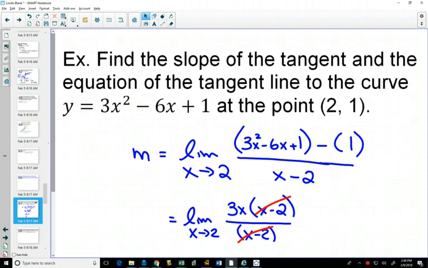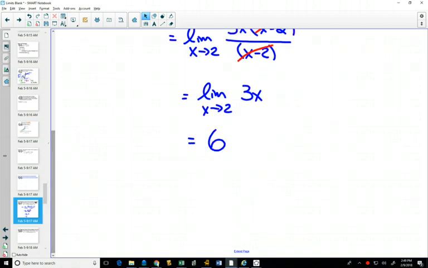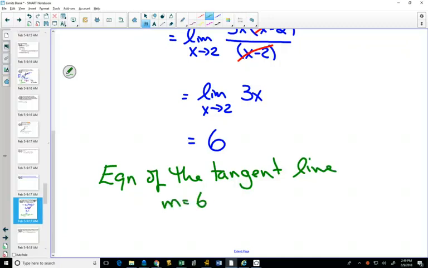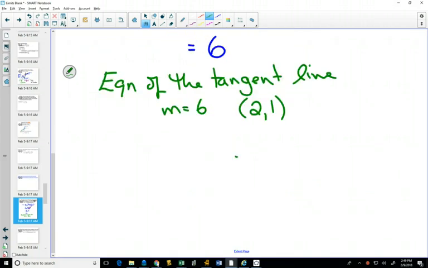So if I want to find the equation of the tangent line, I already know that the slope of my tangent line is 6. Do I know a point on my line? Yes, it went through the point (2, 1), because it's tangent at that point. So how do I find the equation from here?